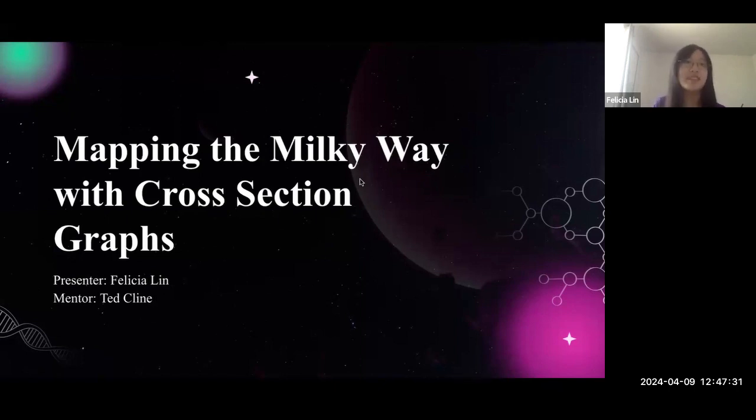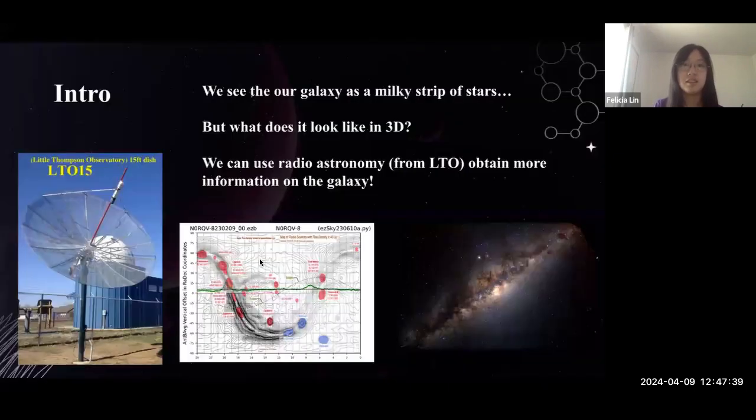So my presentation is mapping the Milky Way with cross-section graphs. We see the galaxy as a strip of stars, but what does it look like in 3D? We can use radio astronomy to figure out more information about its 3D shape, such as the distance of the hydrogen clouds and the galactic arms.